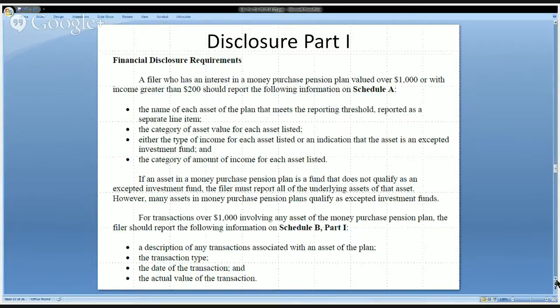This is equally true for those transactions that would be reportable for periodic transaction reporting. So if the underlying asset is subject to the periodic transaction reporting requirement, it must be disclosed on a periodic transaction report, notwithstanding the fact that that asset is held within the money purchase pension plan. So much like 401ks, we're not particularly interested in the fact that these assets are held within the money purchase pension plan. We're primarily concerned with the underlying holdings. When we report these transactions, we want to be sure to include the date of the transaction and the actual value of the transaction. So once we get below the level of the money purchase pension plan, we treat each of these assets just as we would if they were reported anywhere else on Schedule A or Schedule B of the form. And we have to be familiar with the disclosure requirements for those underlying assets and the conflicts analysis for each.